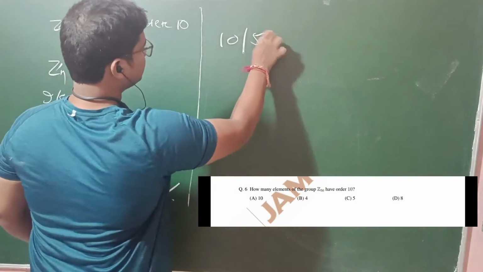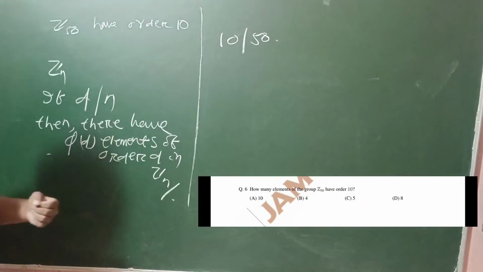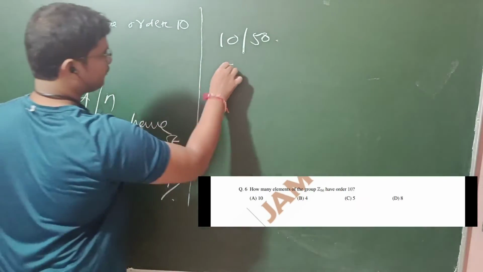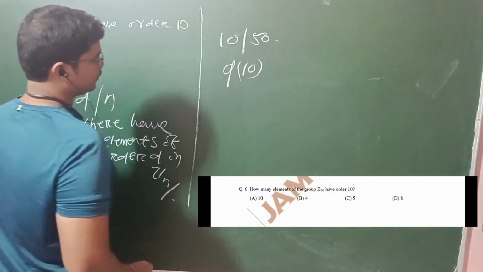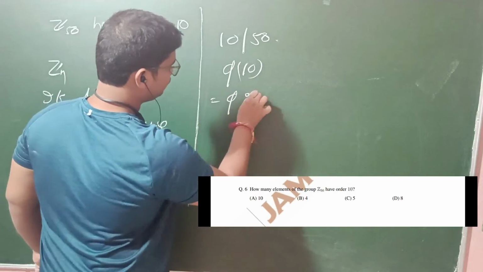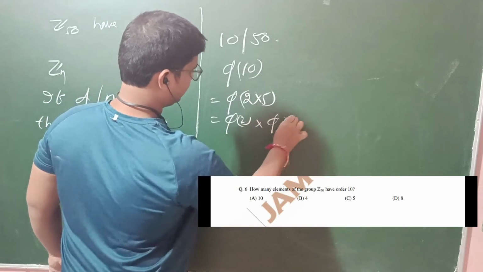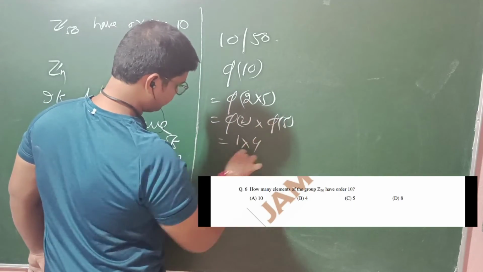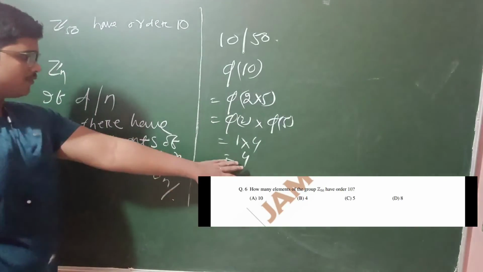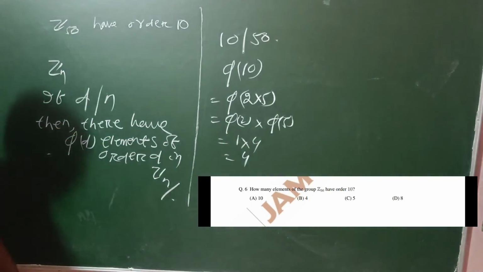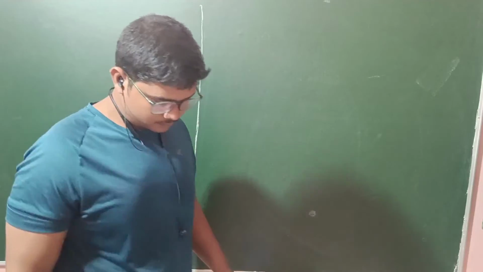Now 10 divides 50, so how many elements are there? Phi of 10, which is equal to phi of 2 into 5, equal to phi of 2 into phi of 5, equal to 1 into 4, equal to 4. So there are 4 elements of order 10.